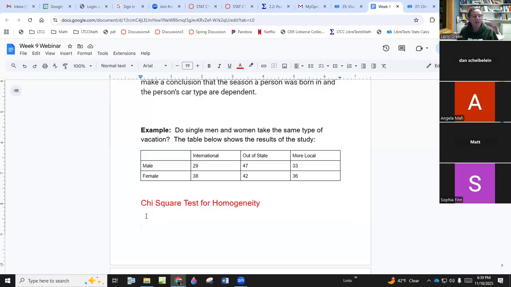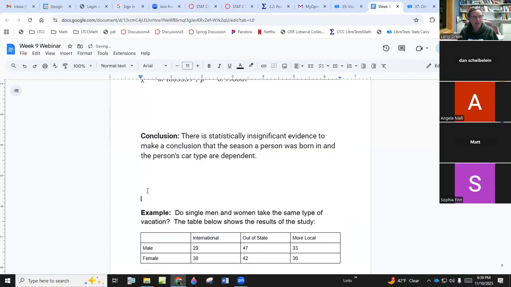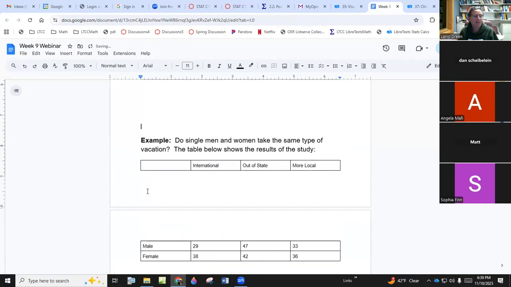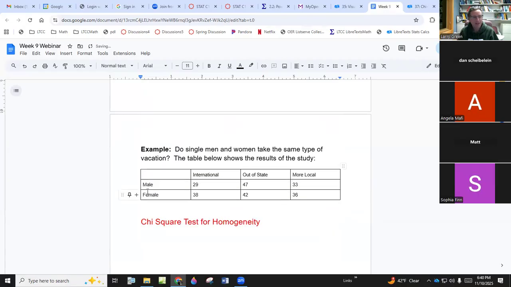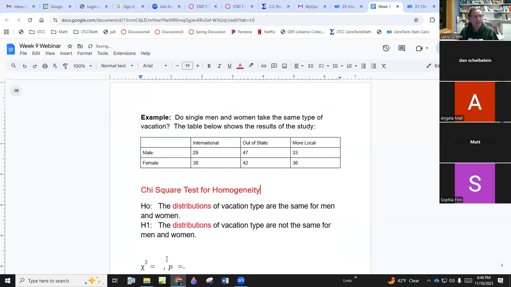So now what we need to do is write down the null and alternative hypotheses. I think the easiest is to do this. And here's what we have. H naught: the distributions of vacation type are the same for men and women. And H1: the distributions of vacation type are not the same for men and women.